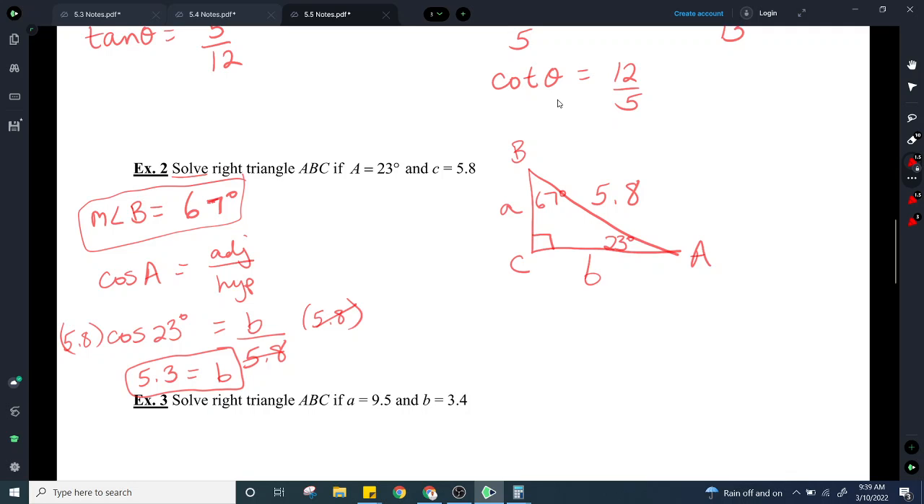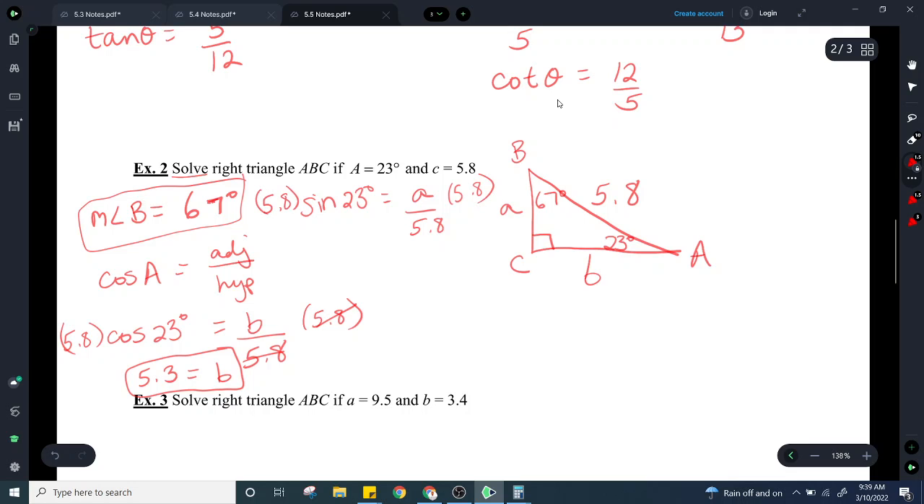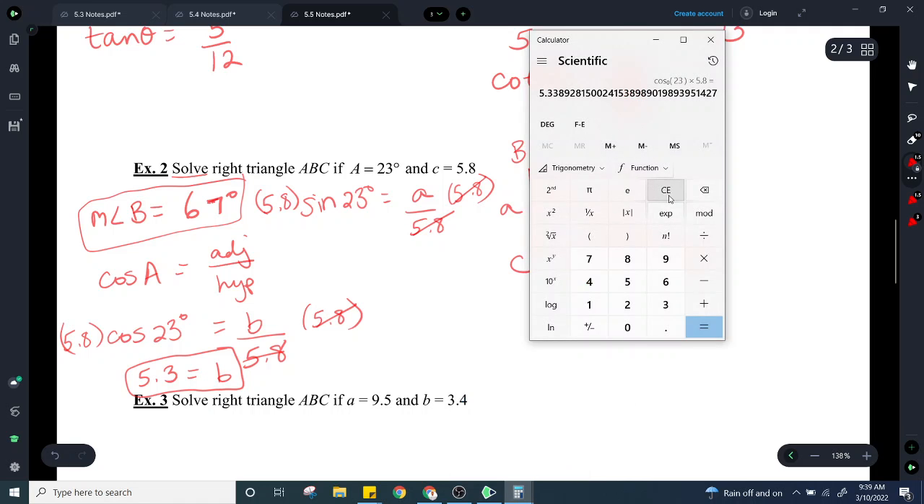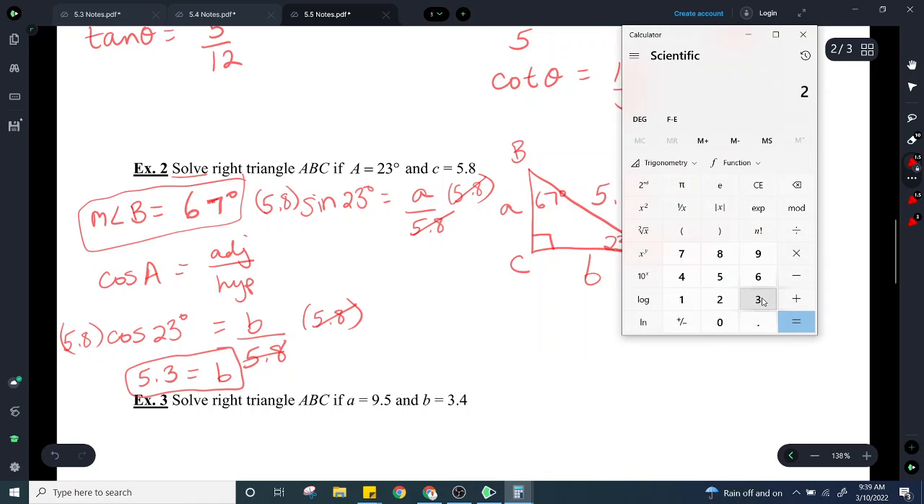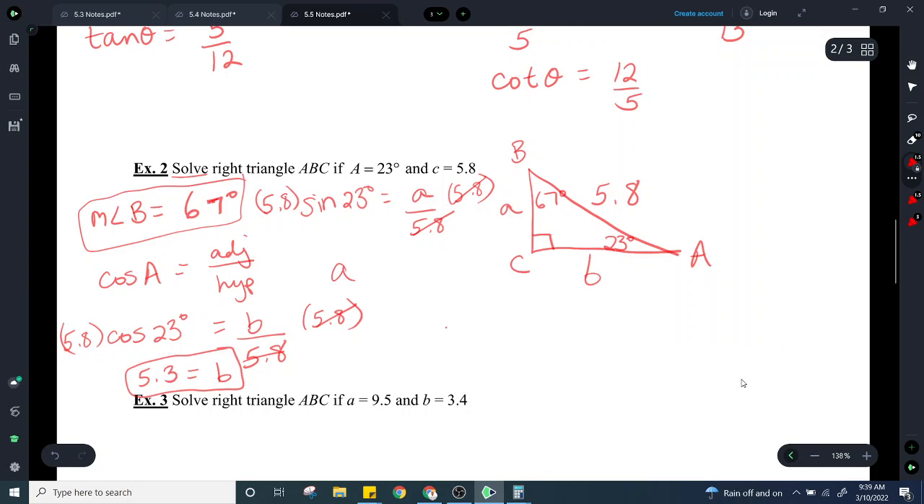So that would be, since side A is opposite over hypotenuse, that would be sine. So that means the sine of 23 degrees would be A over 5.8. So I'm going to basically do what I just did, just using the sine function. I'm solving for side A, multiply both sides by 5.8. So in the calculator, again, I'm going to do the trig function first. I'm going to do 23 degrees, take the sine of that, and then multiply it by the 5.8, and that gives me a value of about 2.3. So side A is approximately equal to 2.3 units.